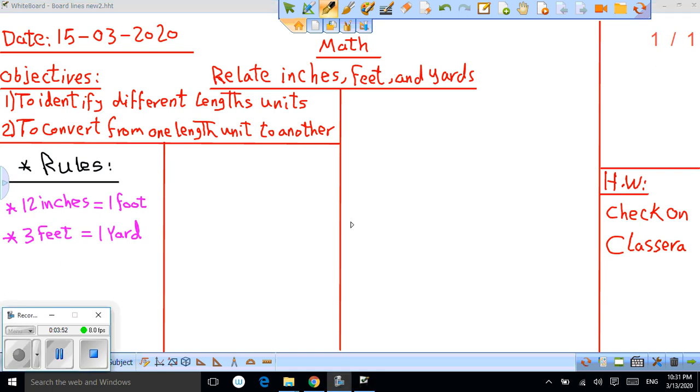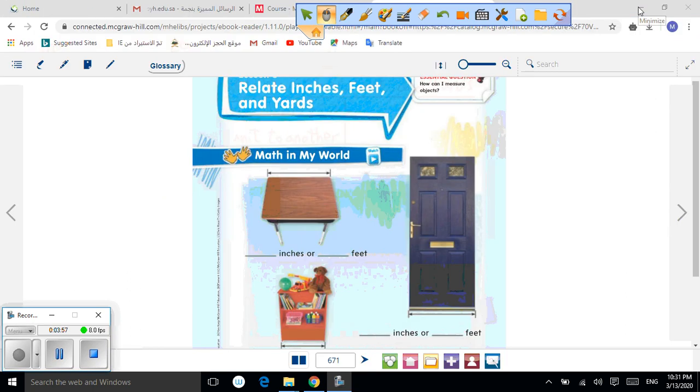Now go to your book, page 671. Open your book, page 671. You will find some pictures of some objects in our class, our room, our home. If you have an inch ruler, you can measure these objects in your house. But if you haven't, you can imagine or estimate its length. I will estimate also with you.